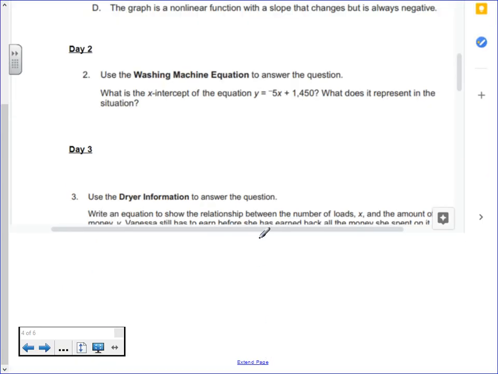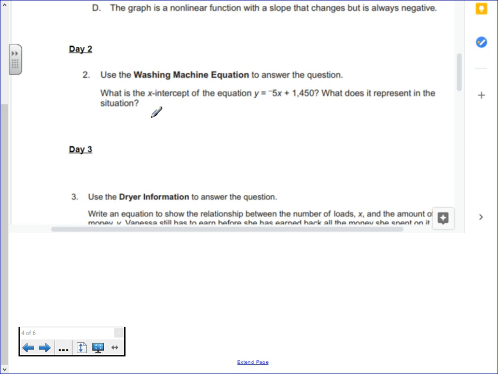All right, you guys, today we're doing day 2 of bell work. So make sure you have your bell work out. This whole bell work question honestly goes together. They're all talking about the same washing machine equation that they wrote at the very beginning of the bell work. So this whole day 1 through 5 is all about that equation.